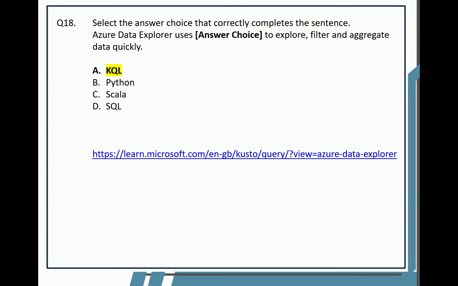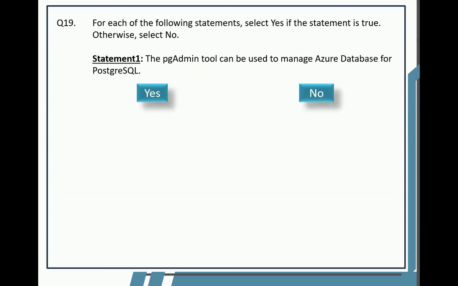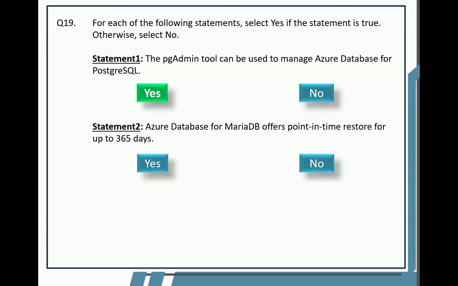In question number 19, we are going to look at a series of statements and you need to tell whether they are right or not. Folks, the first statement is: the pgAdmin tool can be used to manage Azure Database for PostgreSQL. Now, pgAdmin is a standard PostgreSQL administration and management tool, and it can be used to manage Azure Database for PostgreSQL.